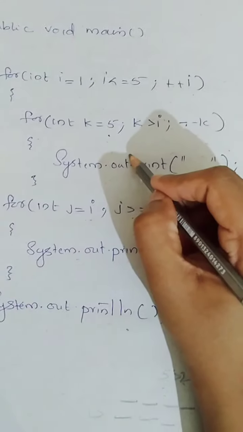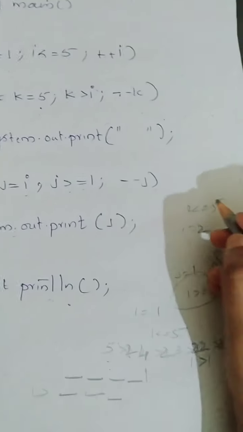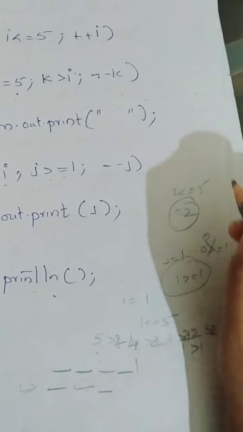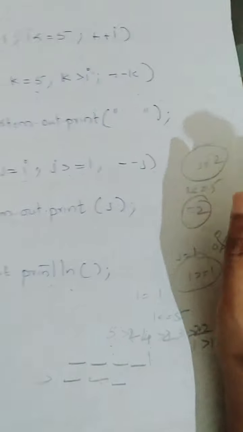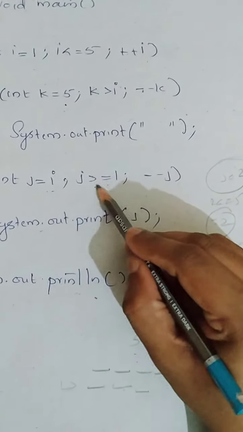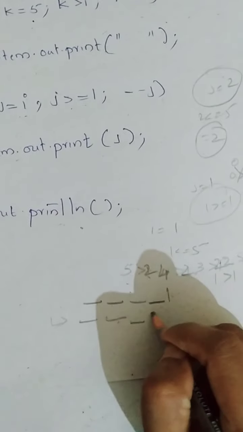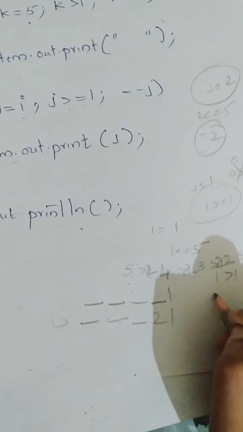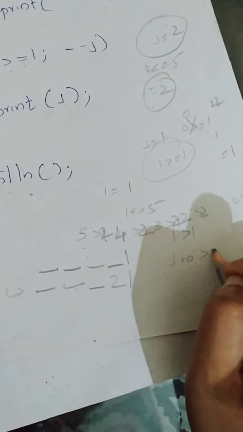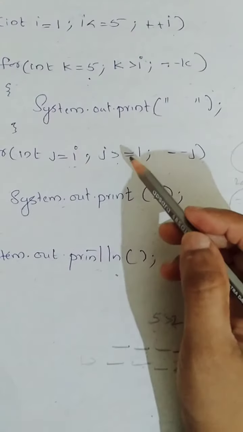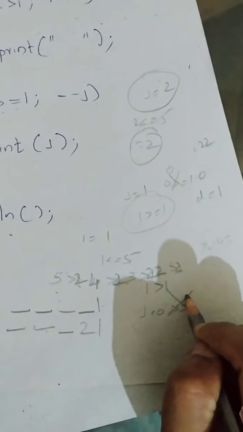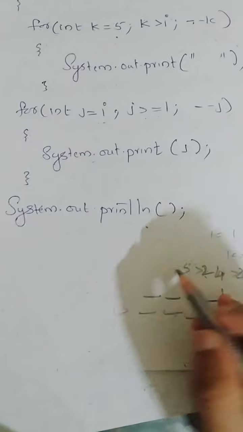Come out of this loop and j is equal to i, which is now 2, so j is also 2. So how many times it will print? 2, 1. So here it will print 2 and 1. When j becomes 0, 0 is greater than or equal to 2, false. Come out of the loop. 0 is greater than or equal to 1, false. So come out of the loop.